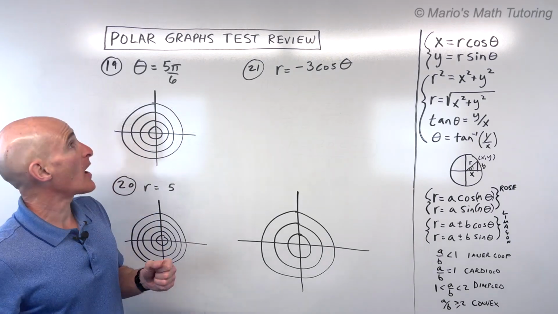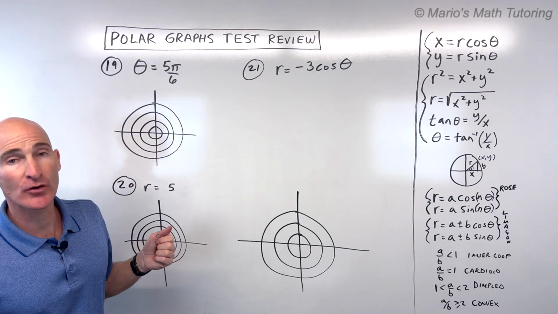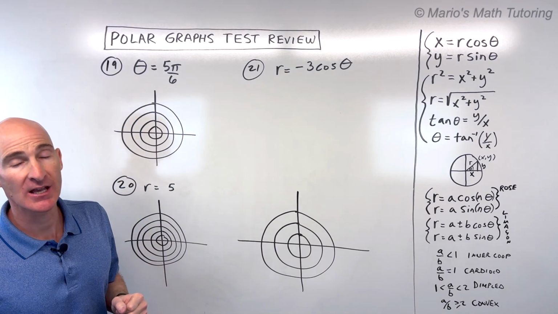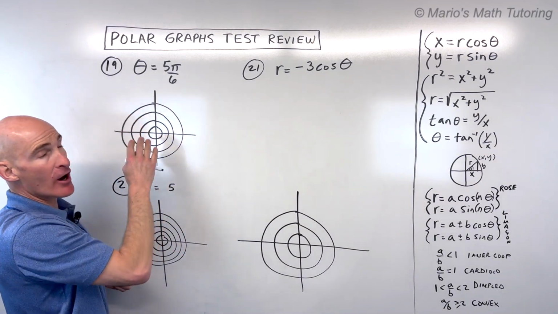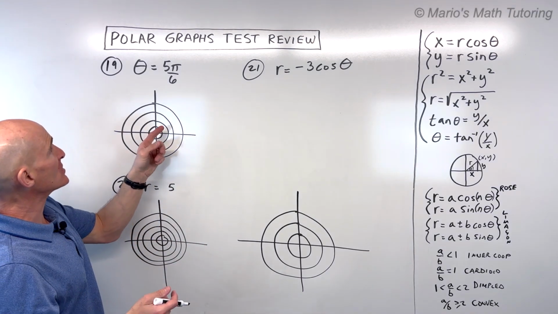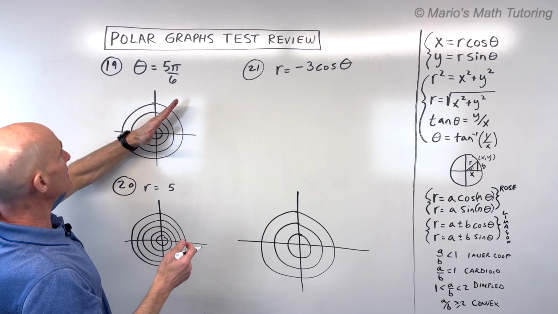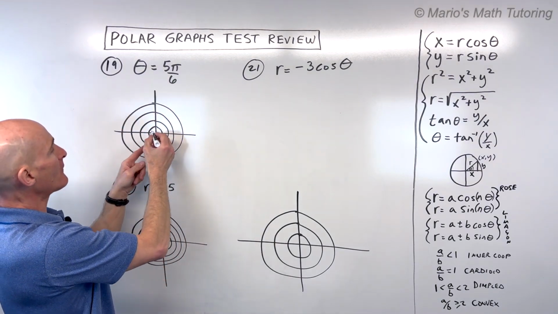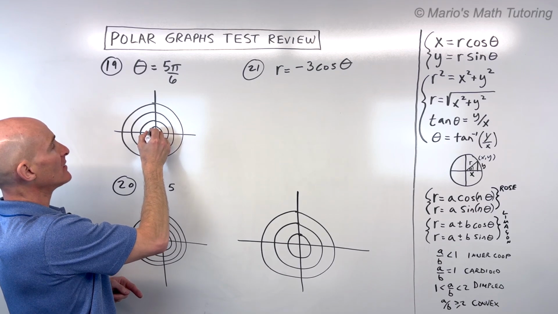Now we're going to do some graphing. We're going to graph these polar graphs. So for number 19, we want to graph theta equals 5 pi over 6. So notice that there's not an r value here. We don't know what that radius is, or that distance from the pole, or the origin. But we do know that the angle, theta, is 5 pi over 6. That's like 150 degrees.